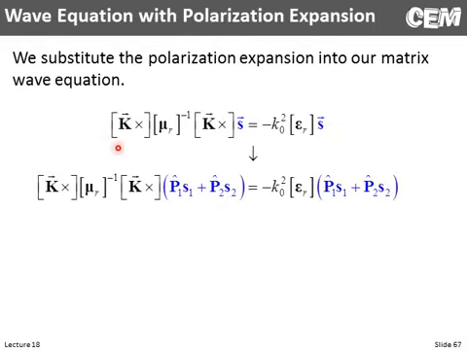Remember, here is our three-dimensional eigenvalue problem in terms of the electric fields, and we have this S, which contains x, y, and z components. We will take each one of these S's and write it as the sum of two orthogonal polarizations. Now, we have not yet reduced the size of this matrix, but we have expanded our field now into the sum of two orthogonal polarizations.